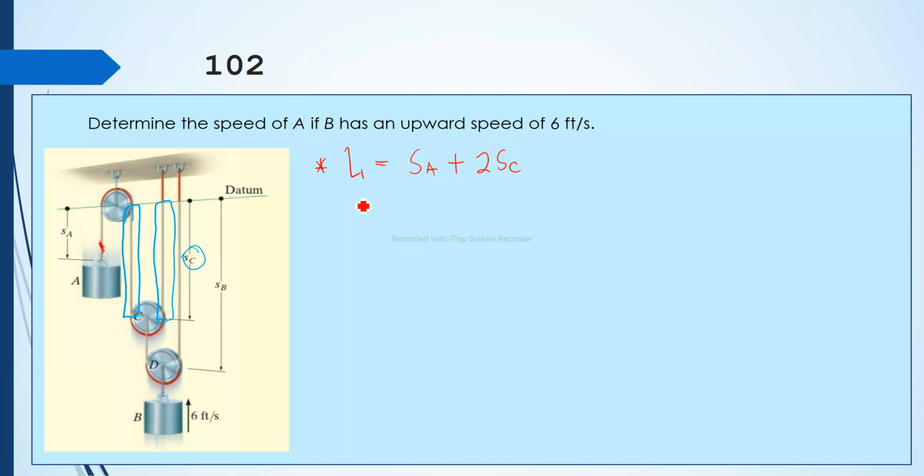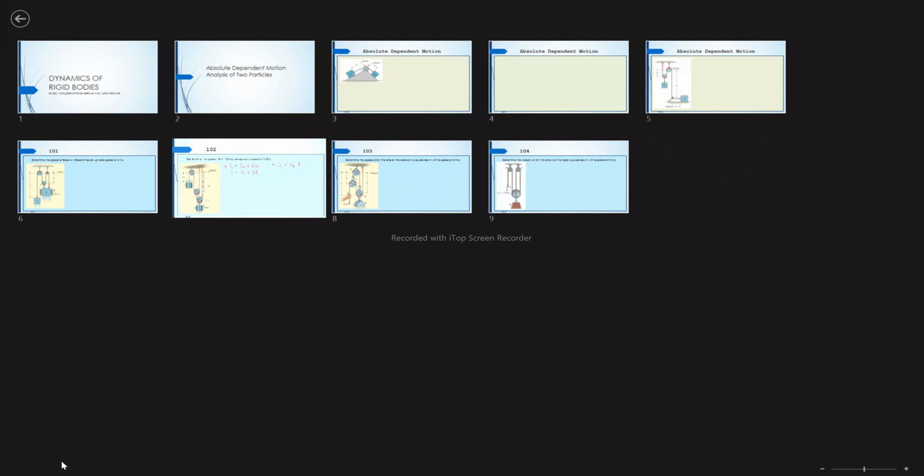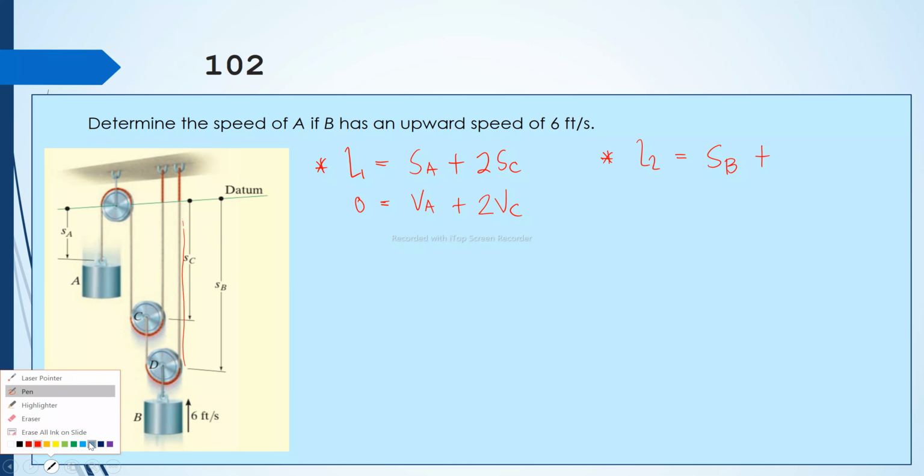And then if you differentiate that with respect to time, we'll have 0 is equal to velocity of A plus twice the velocity of C. Now let's write our length 2. The total length of our second chord is equal to, let's start from the topmost first, we have SB plus, what else do we have? This chord here, the length of this chord. So it also changes.